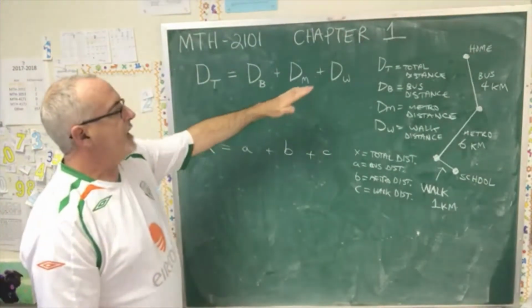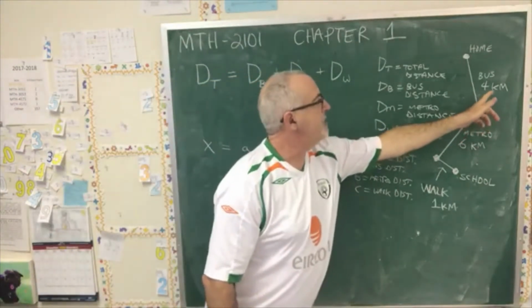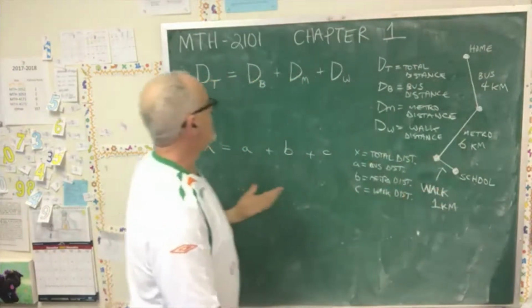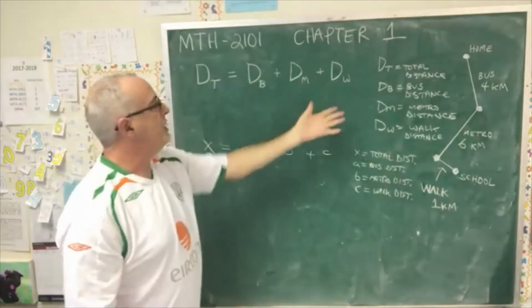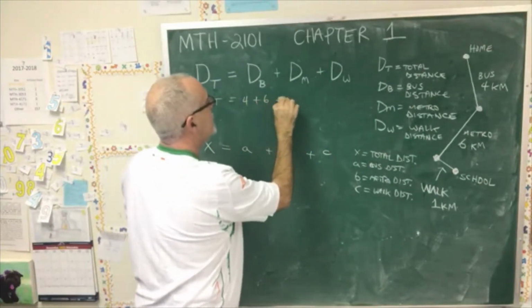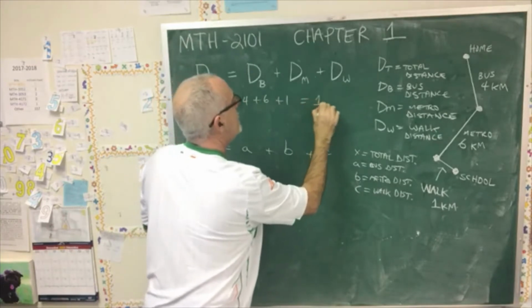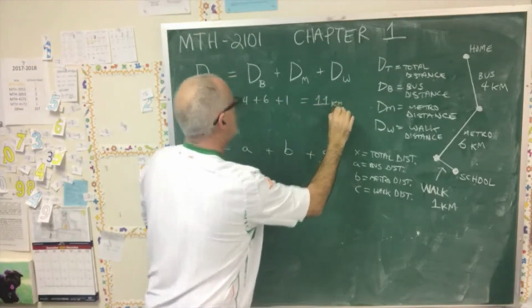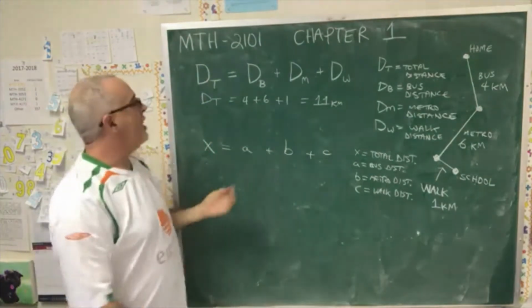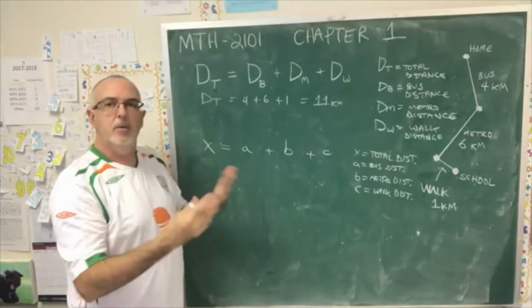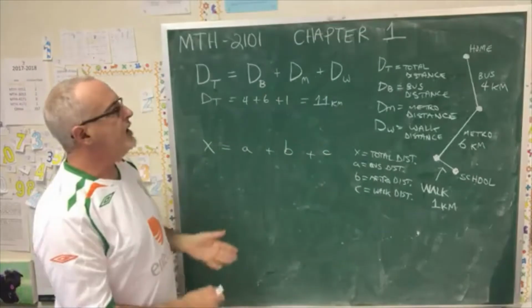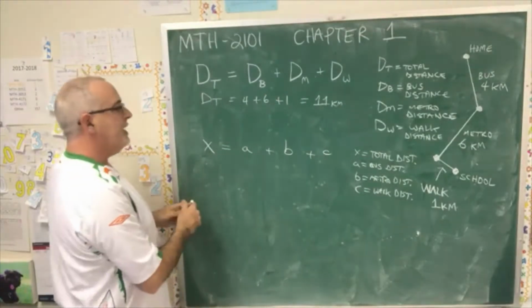Let's try it. For this situation, the bus distance is 4, the metro distance is 6, and the walking distance is 1. So I can replace the variables with the numbers that go with them. d sub t, therefore, is equal to 4 plus 6 plus 1, and that means 11 kilometers is the total distance. Another way of doing it, though, is we don't always solve for the total distance. It might work in a way where we know the total distance, but we don't know one of the others.